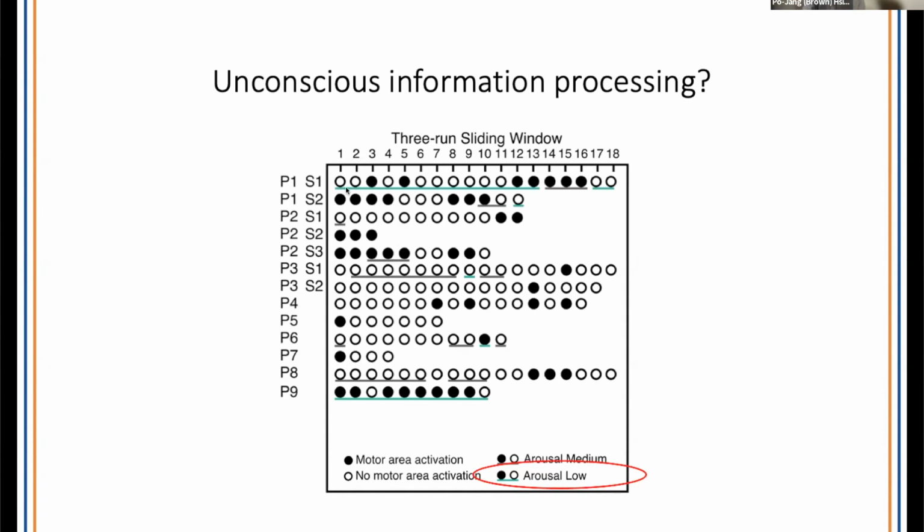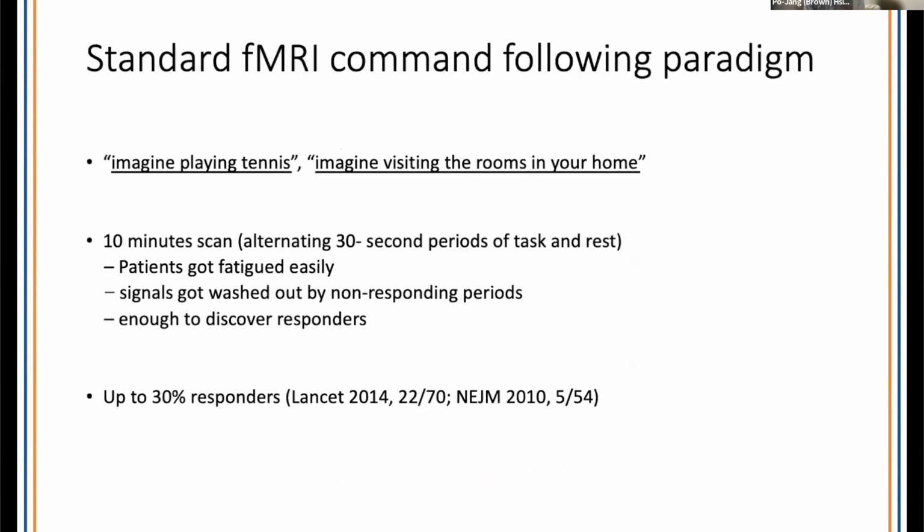You can see that the times with an underlined green line mean that they have very low arousal states. And interestingly, sometimes when they're in these very low arousal states, you can still observe brain activation responding to the instruction. So we suspect that this kind of brain activation responding to the instruction is probably just unconscious information processing. And I'm happy to tell you why we think so later in the Q&A.